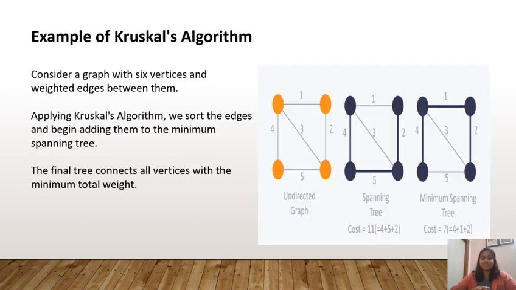So let's see an example of Kruskal's algorithm. Consider a graph with six vertices and weighted edges between them. Applying Kruskal's algorithm, we sort the edges and begin adding them to the minimum spanning tree. The final tree connects all the vertices with the minimum total weight. As I said, in the last example, I have given an image where we have to start connecting the graph, but it should be the minimum spanning tree. And finally, we get an answer of cost 11.